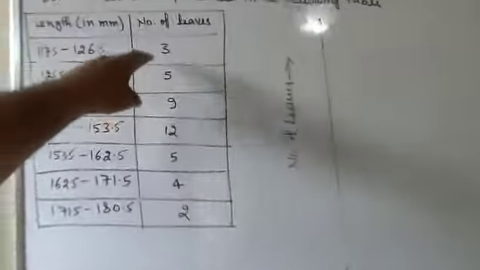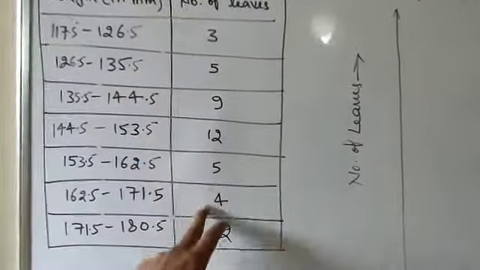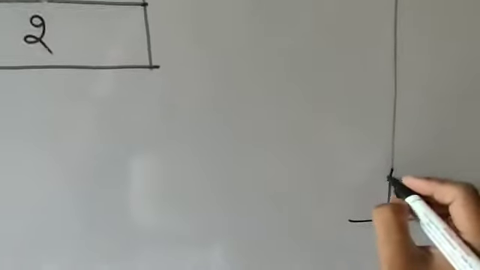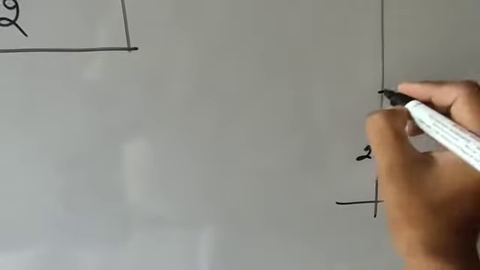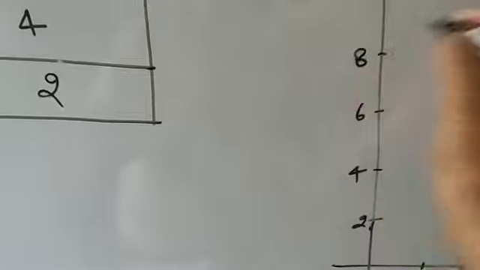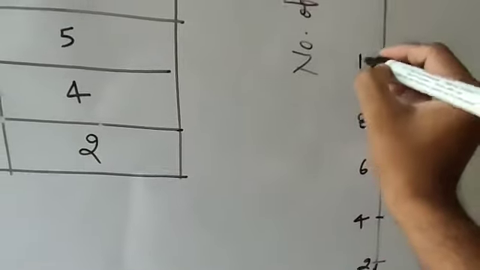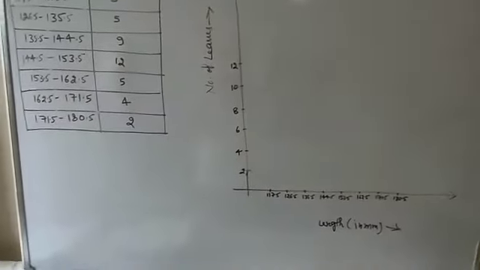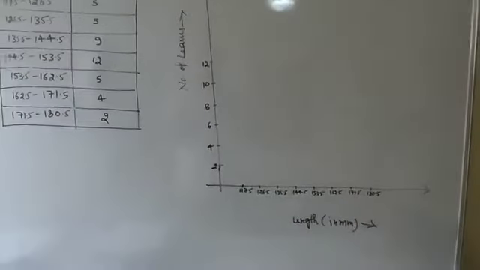Now here it is 3, 5, 9, 12, 5, 4, 2. So that will be represented on the y axis. The highest value is 12. So you can take the gap of 2. So here 2, 4, 6, 8, 10 and 12. So 12 is the highest value, so all the values will be represented up to here.